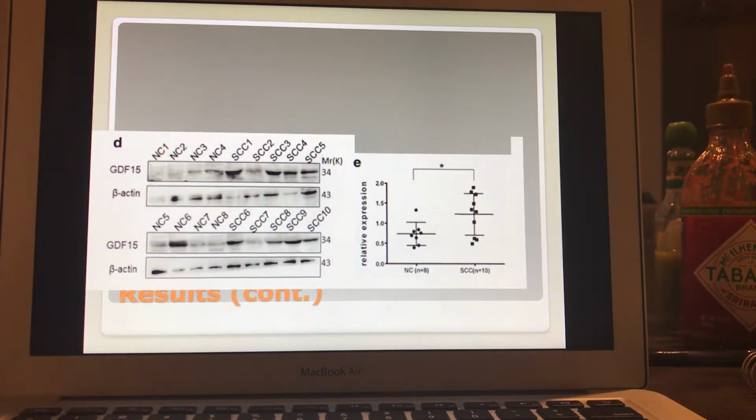With that data, Figure D shows the expression of GDF15 in 8 samples of normal cervix and 10 samples of cervical carcinoma. Figure E illustrates that the relative expression levels of GDF15 in these cervical carcinoma tissues were higher than that in normal cervix. Conclusively, these results all suggested that GDF15 was highly expressed in the examined cervical cancer specimens and may be involved in the process of cervical carcinoma.